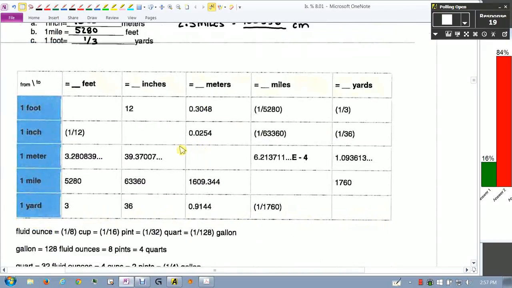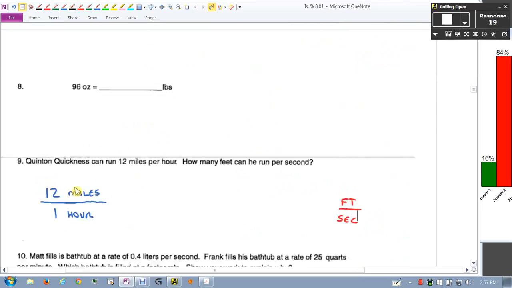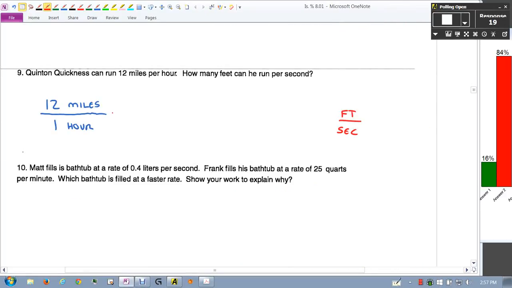5,280 feet in a mile. It's up here. Here's a mile. 1 mile is 5,280 feet. I have that conversion factor, so I'm going to start with that here. Here it comes.